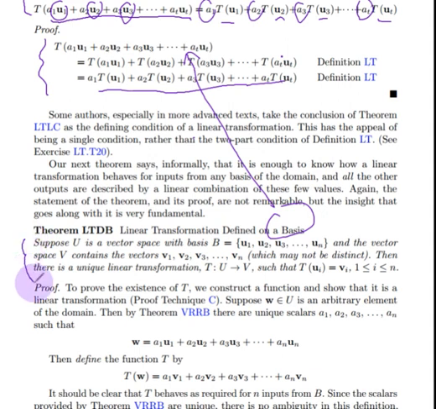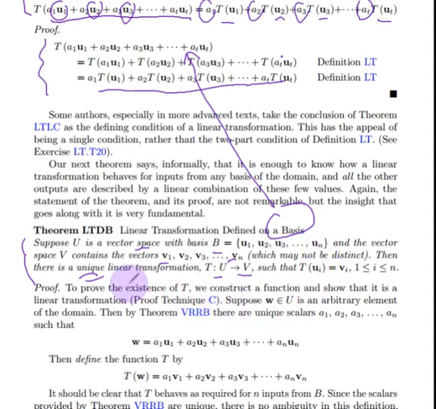Here's the formal statement. Suppose U is a vector space that has a basis u1 up to un, and the vector space V contains vectors v1 through vn. Then there's a unique linear transformation from U to V such that T of ui is equal to vi. In other words, if I define the linear transformation on basis vectors, then the linear transformation is defined for any vector.